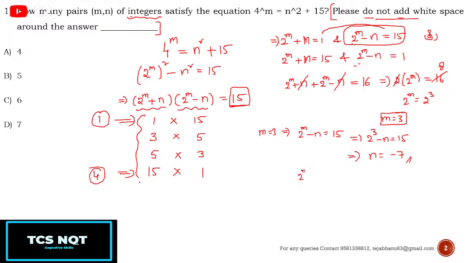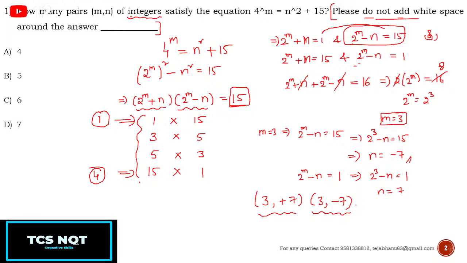Like that, substitute the same value in 2 power m minus n is equal to 1. Now, have a look. That is 2 cube minus n is equal to 1, so n is equal to 7. That means, as m is 3, you will get plus 7 in one case and minus 7 in the second case, the value of n. Okay, you got two integer ordered pairs here.